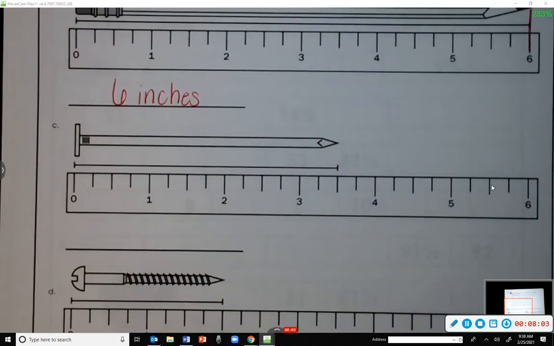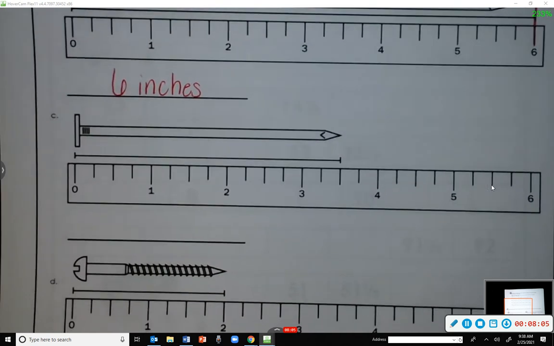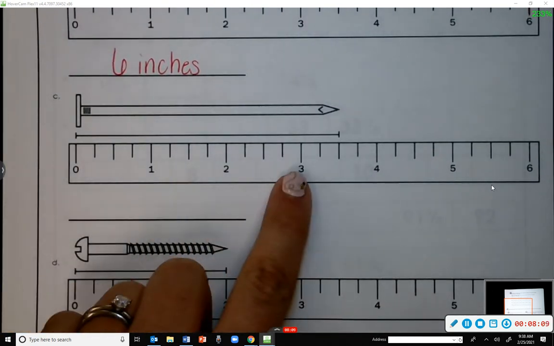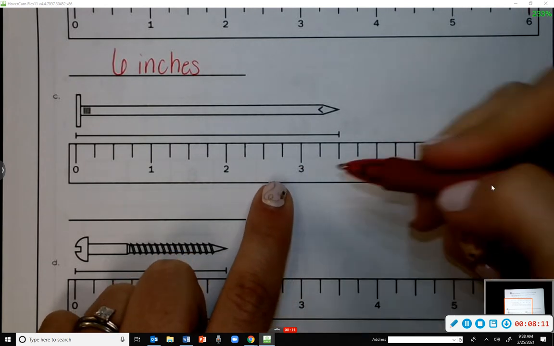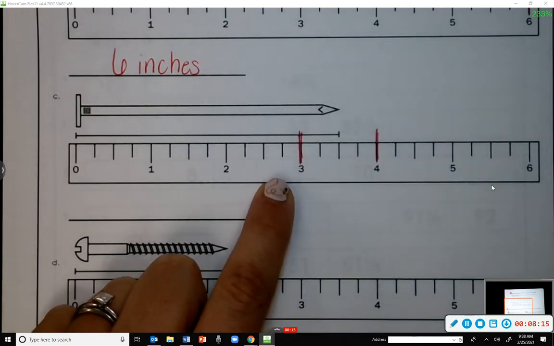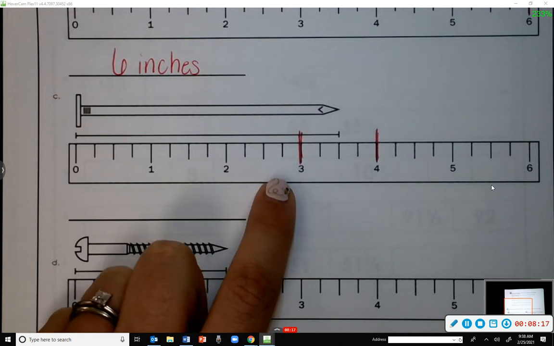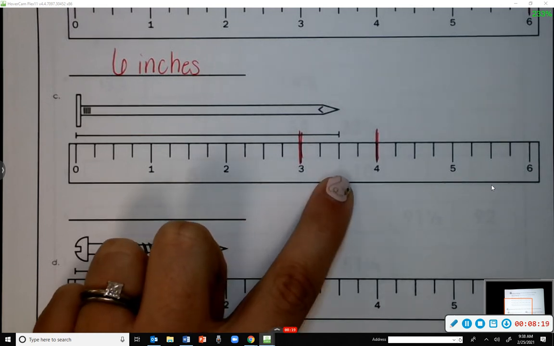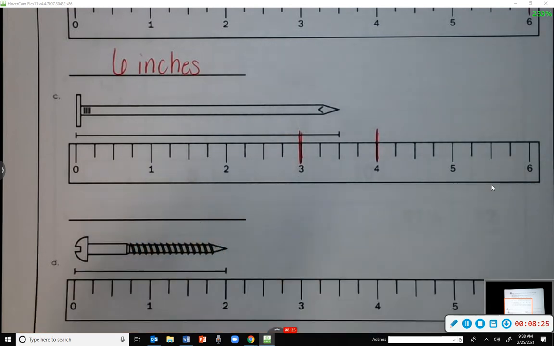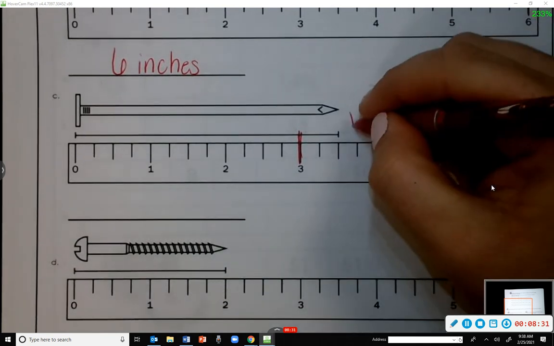Okay, C. 3.5. Okay, so we know it's going to be 3 something, so I'm looking here, 3 and 4. Kaylee said 3.5, but let's make sure we know. But how did you know, or why did you think that would be a half, Kaylee? Because it's split in half. It's split in half, okay, so it's right in the middle.